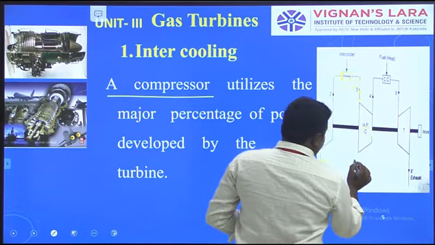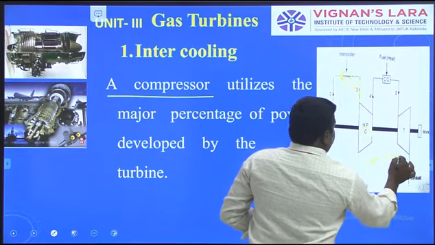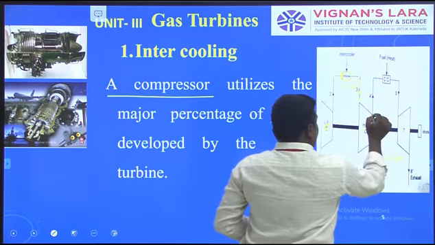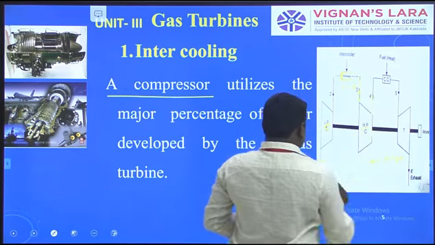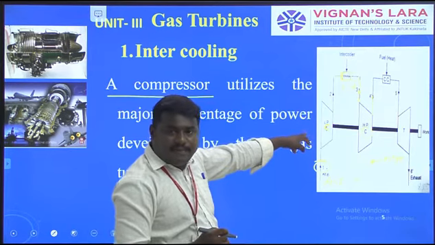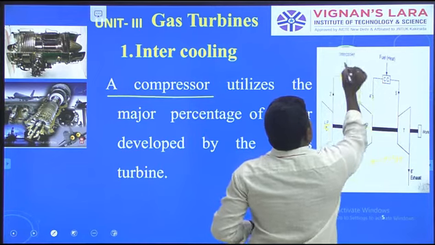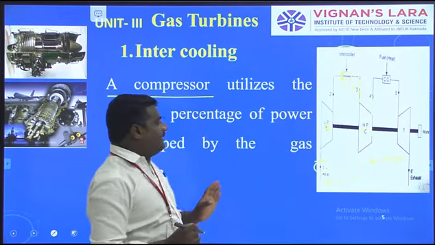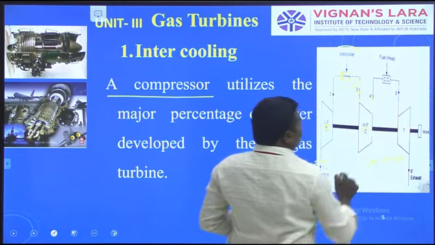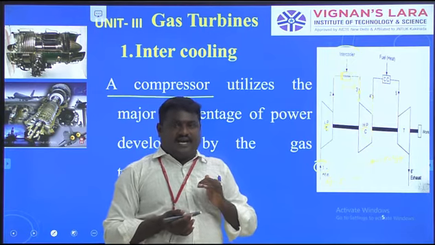Then it goes through the 3 to 4 dash process. The first, 1 to 2 dash process, is the LP compressor. Then 2 to 3 is the intercooler. And then the 3 to 4 dash process is the HP compressor. The main concept of the compressor is to compress the air.